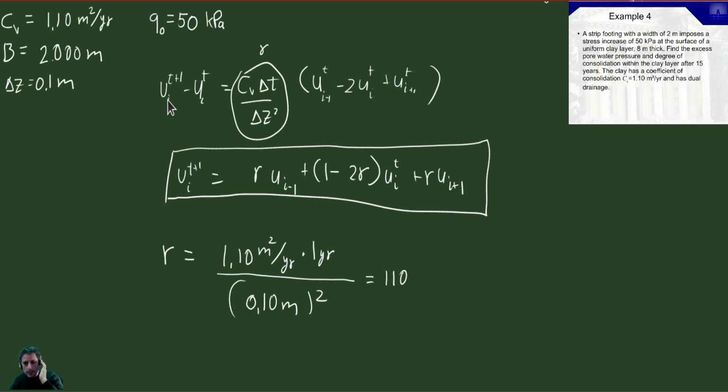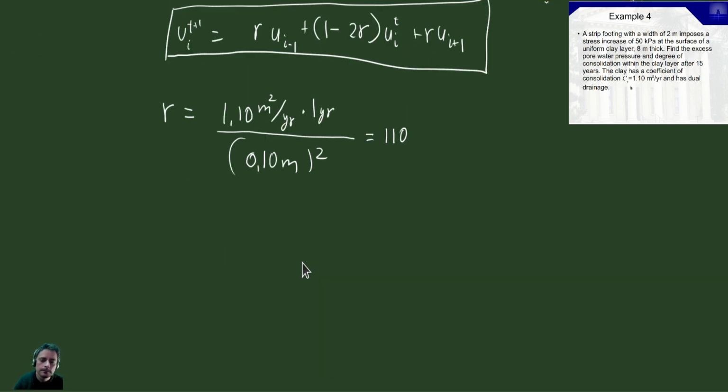Yeah, Professor. Okay. So what's the maximum value of R we can have for the explicit method? I recommend using it as a guide even for the other. R must be smaller or equal to 1/2. Okay? So 1/2 equals 1.10 meters squared per year times delta t. So we have to figure out what's the maximum delta t we can have.